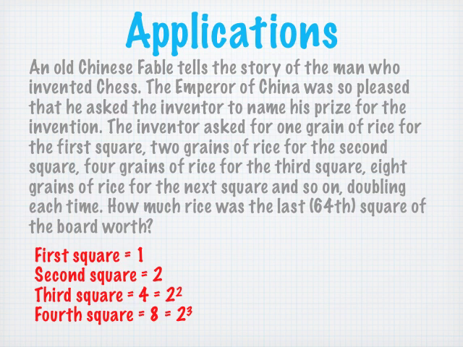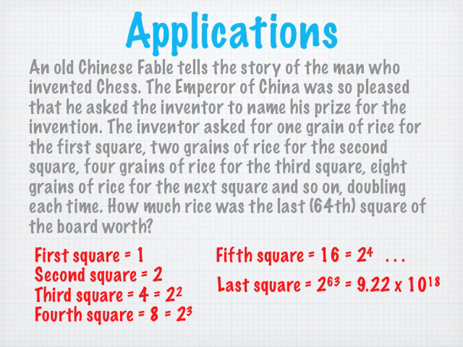So let's look at this. The first square was worth 1 grain of rice. The second square was worth 2. The third square was worth 4, which is 2 squared. The fourth square was worth 8, which is 2 cubed. Do you see a pattern? So the fifth square is 16. That's 2 to the fourth. So then the sixth square would be 2 to the fifth, and so on. So the last square, since there's 64 squares, would be 2 to the 63rd.